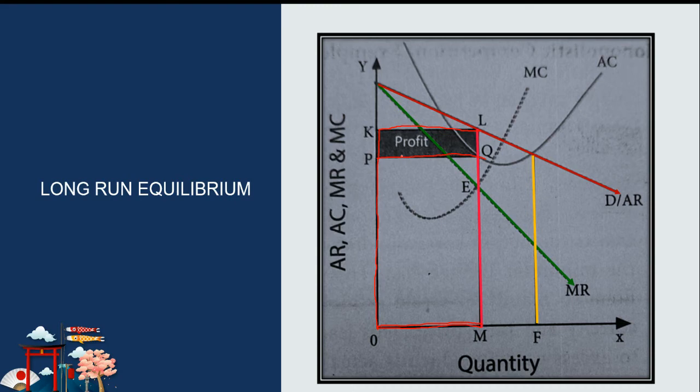But here, for a long run, there are two conditions for equilibrium. If you see the box item in your textbook, you can understand. In the short period, you have only one condition, MC must be equal to MR. But in the long run, you need to satisfy two conditions. First one, MC is equal to MR, which is happening here. The second is AC is equal to AR, which is happening here. So MF is called excess capacity, or the wastage of the monopolistic competition.